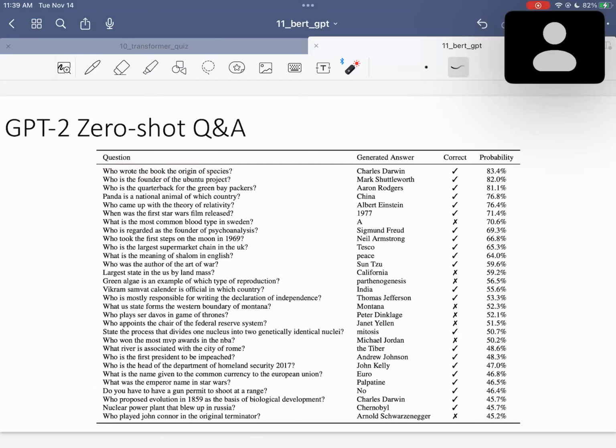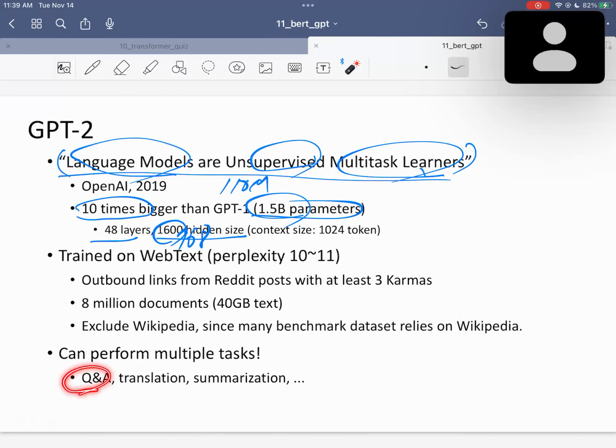Question mark. And then you tell the model what should come after the question mark. What is the next word after the question mark? The model says Charles. And the one after that, Darwin. So Charles Darwin. Even though the model has never been trained on question answering, it was only trained on 8 million documents from Reddit posts and the outbound links. It was never trained to do translation, never trained to do summarization.